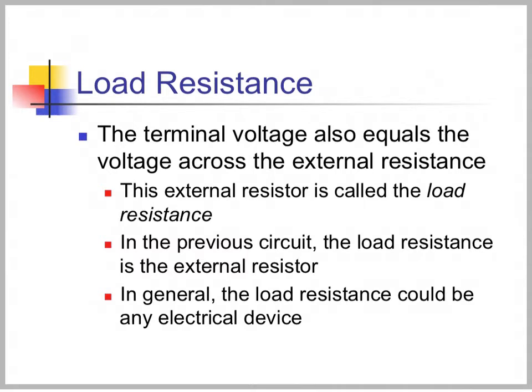So the terminal voltage is the voltage across whatever this external resistance is. That external resistor is called the load resistance. And in the previous circuit, the load resistance is the external resistor. But the load resistance could be any electrical device. It could be a heater or a motor or anything put in that has resistance and is in the circuit.